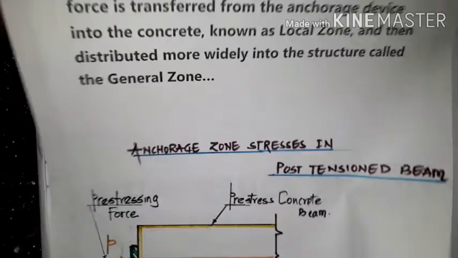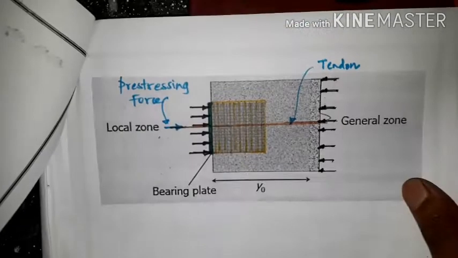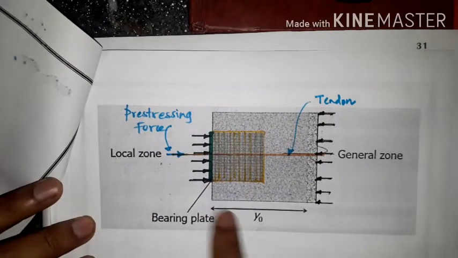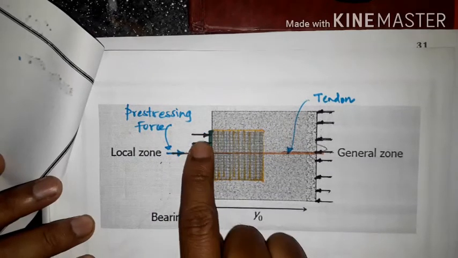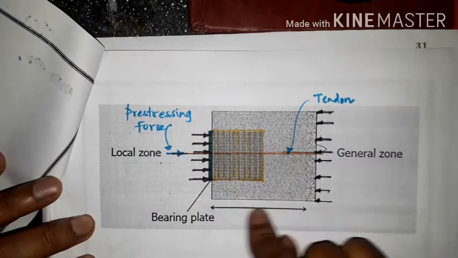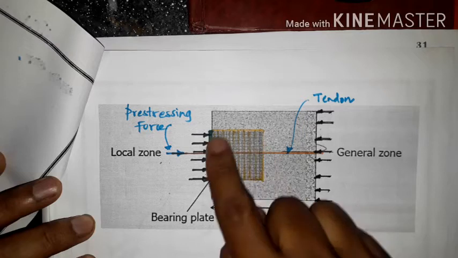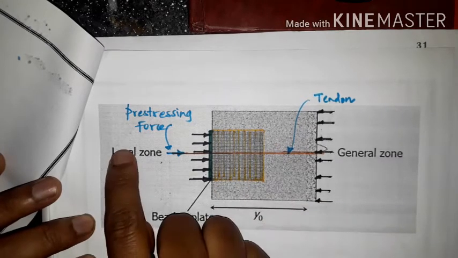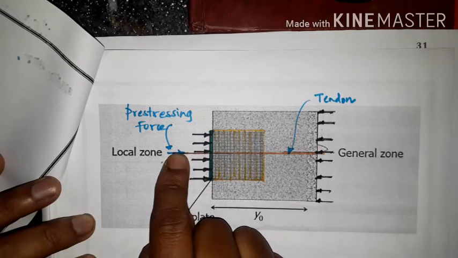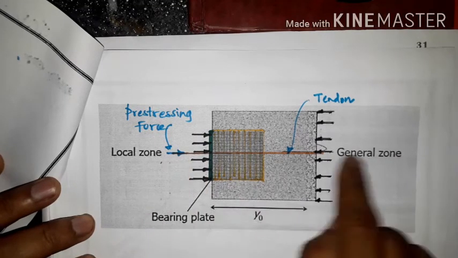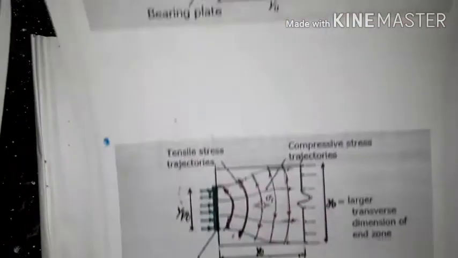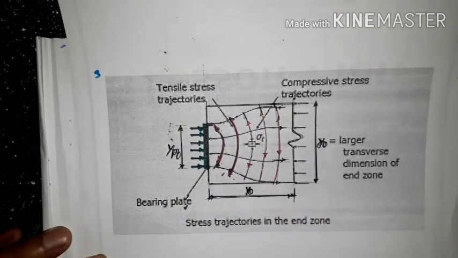I'll just show you once again. So we have gone through this. That is how the local zone will transfer the stresses to the internal part of the concrete. This is the stress area where the stresses are developed through the pre-stressing force, which is transferred through the tendon. And one more important thing I have discussed is this part also.